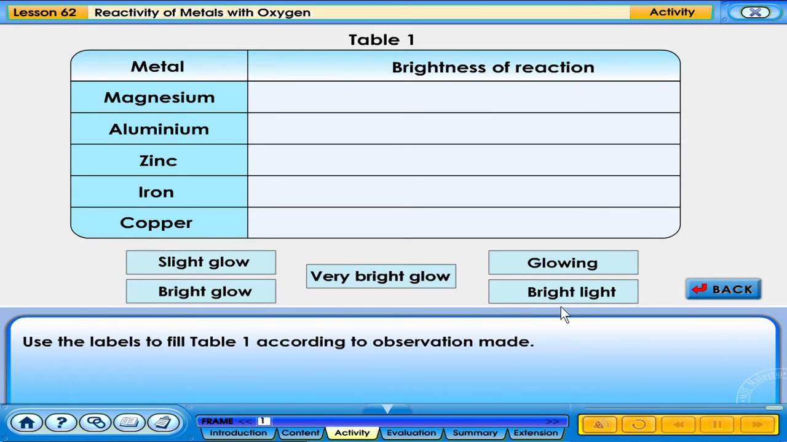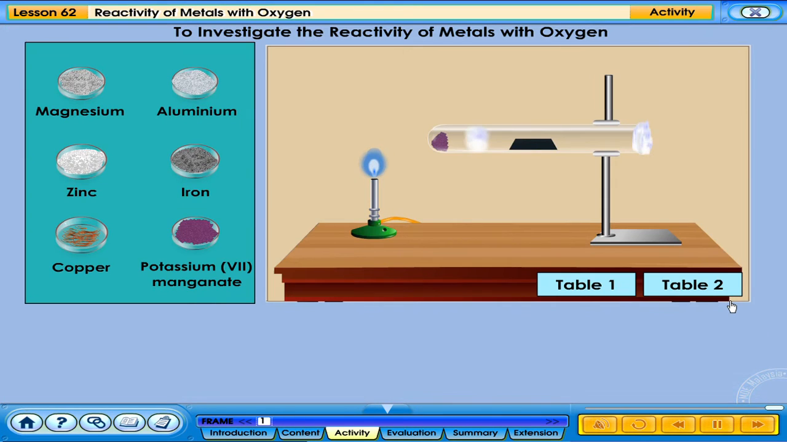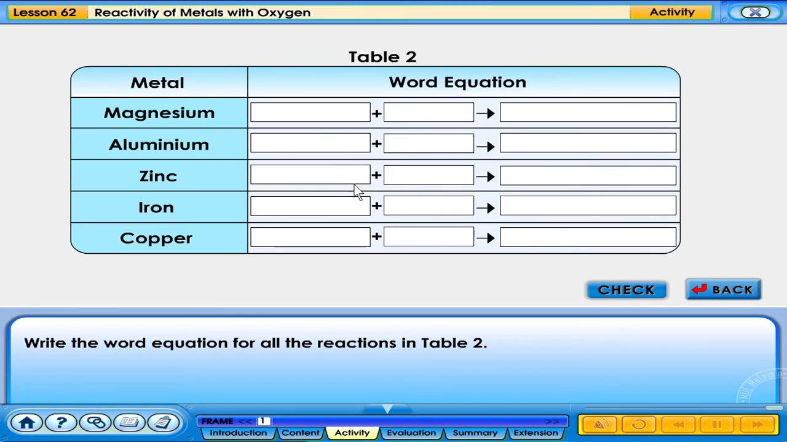Use the labels to fill Table 1 according to observation made. Your answer is correct. Write the word equation for all the reactions in Table 2.